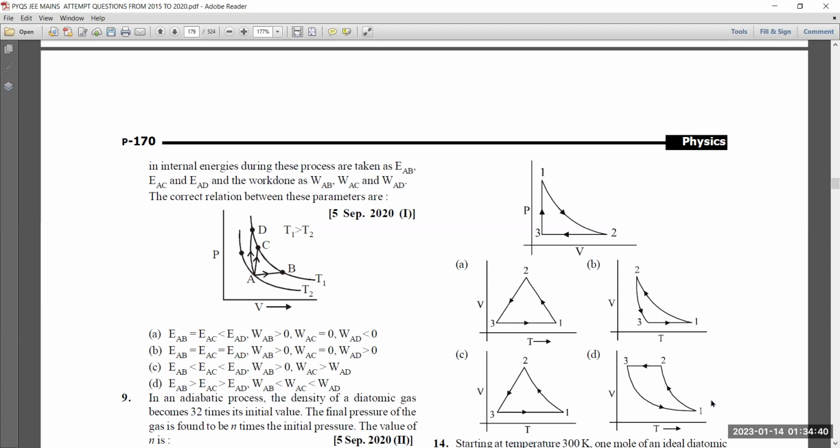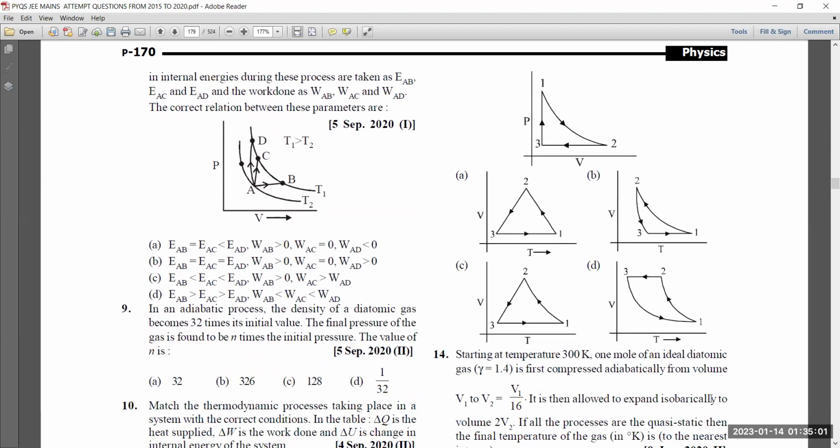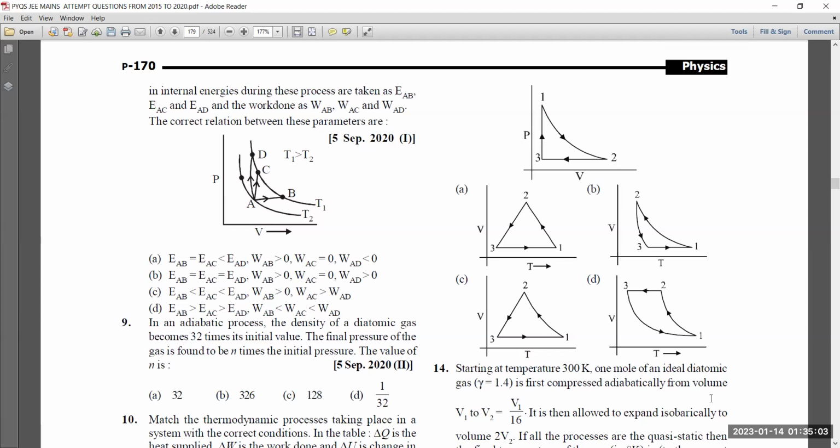I can see for A to D there is no work done, right? Yes, sir. A to D there is no work. A to C will have less work and A to B will have maximum. So you can easily identify the answer, right? So graphical questions are like this. A to D will have no work.